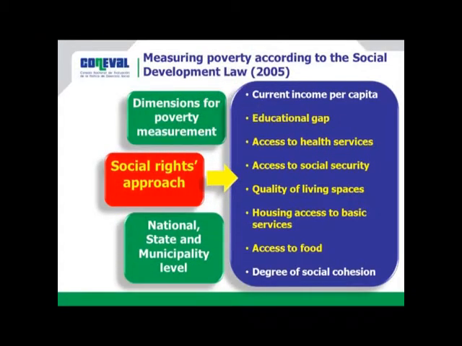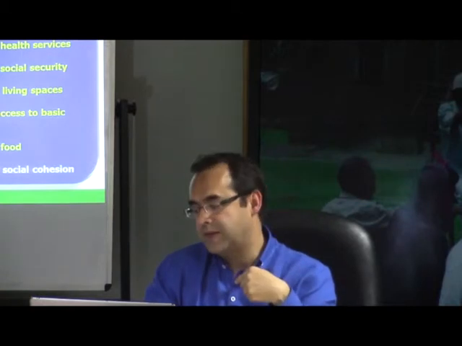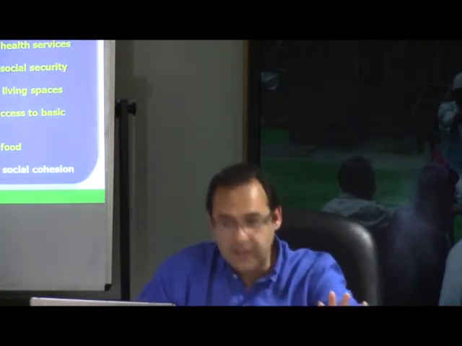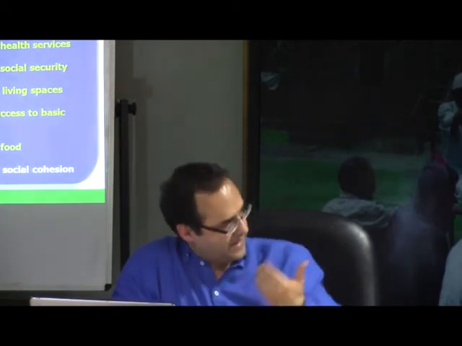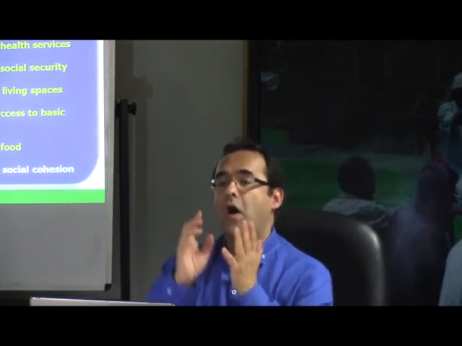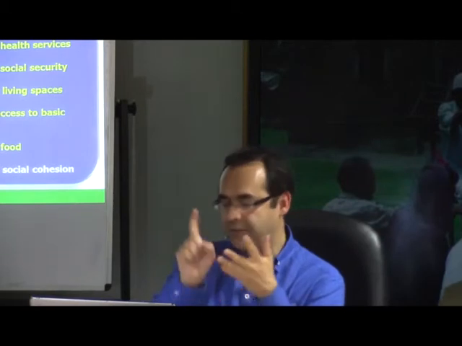So these are the dimensions that the law obliges to incorporate in the measurement. A, we have income, it is there, but also we have educational gap, access to health services, access to social security, quality of houses, housing, access to basic services, access to food, and something which is kind of odd, which is a degree of social cohesion. I'm not going to talk about social cohesion right now, because what we actually did is we did not include that element on the indicator, but we compute that social cohesion on a separate element, because it was very difficult for us to include that as part of the formula. And we have to measure that for the national level, state level, and municipality level.